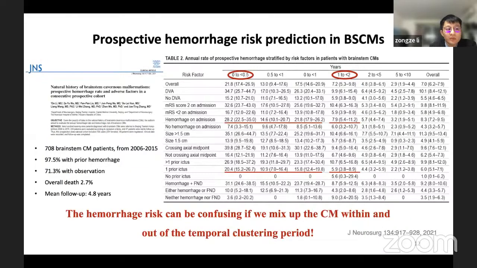Another prospective study on hemorrhage in brainstem CM also found this phenomenon. However, we think the results of the study are confusing, because patients within or without hemorrhage clustering periods were all enrolled in the study. So patients with high risk and low risk of rehemorrhage were mixed together. We think we should stratify the patients according to post-hemorrhage interval in natural history studies.